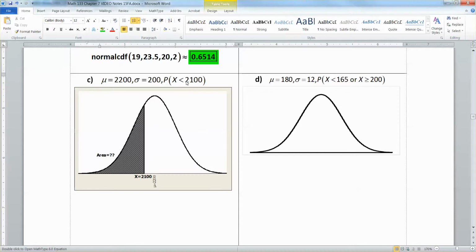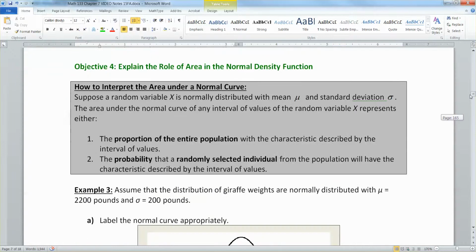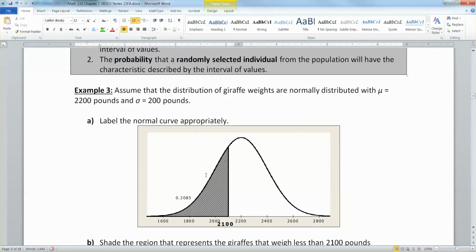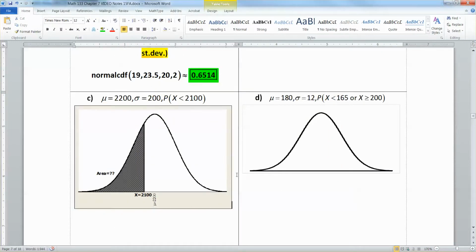Okay, for this next one, I wanted to prove to you where the numbers came from for our giraffe problem from a page ago. So let me scroll back up to it real quick. If you remember, we had this giraffe problem right here. I had 2100 and I told you at the time that the area was 0.3085. So now I want to prove it to you that I wasn't lying. That's what we're going to do by using normalcdf. So let me flip back a page to what we were working on. Okay, fine, 2 pages. All right, so we want normalcdf again, just like before.